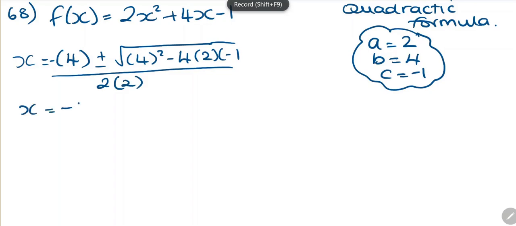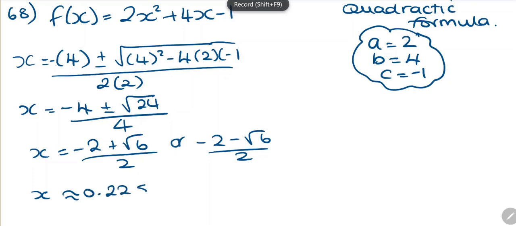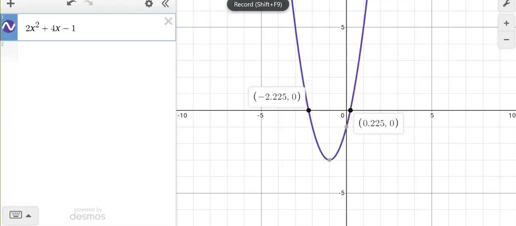So if we simplify, we'll have minus 4 plus or minus the square root of 24 over 4. We can put this into our calculator. And x is going to be minus 2 plus root 6 all over 2, or minus 2 minus root 6 over 2. So our values, x is approximately 0.225. Let's check in Desmos. Okay, so this would be minus 2.225. Minus 2.225 and 0.225.